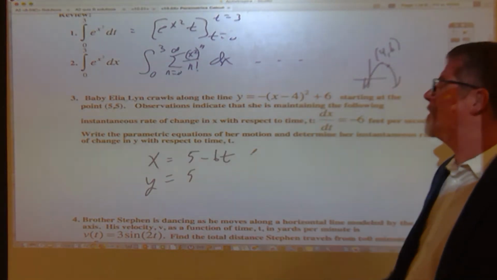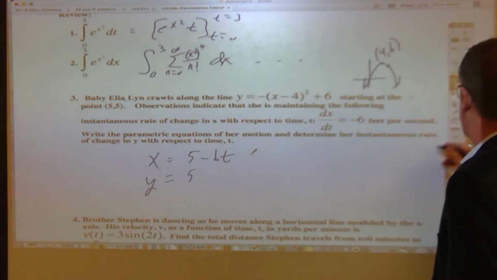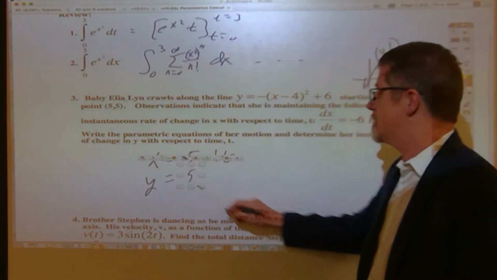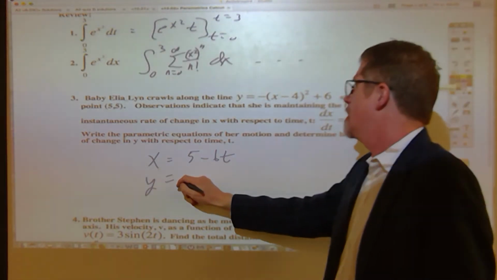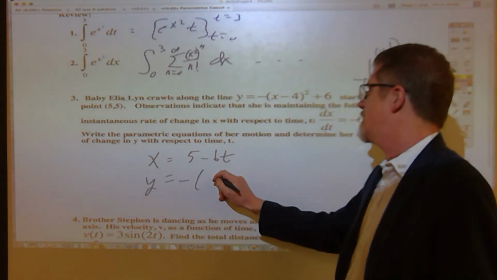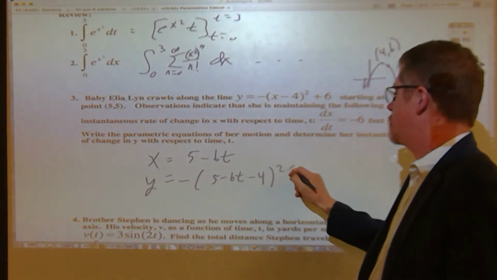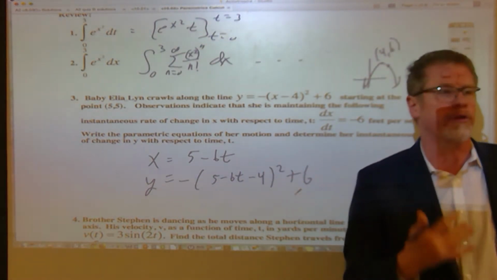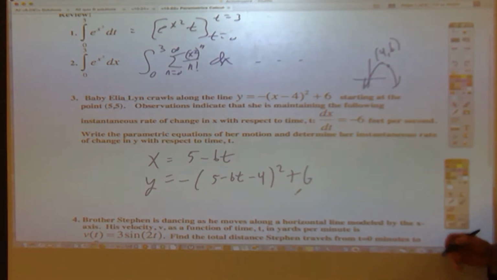But now to get the y parametric equation, I actually don't even have to put the 5 in there because the y equation is going to take care of itself. It's just always negative whatever x is. In this case, x is 5 minus 6t, minus 4. It's x minus 4 squared plus 6. That's all there is to it. Those are the parametric equations of the child's motion.